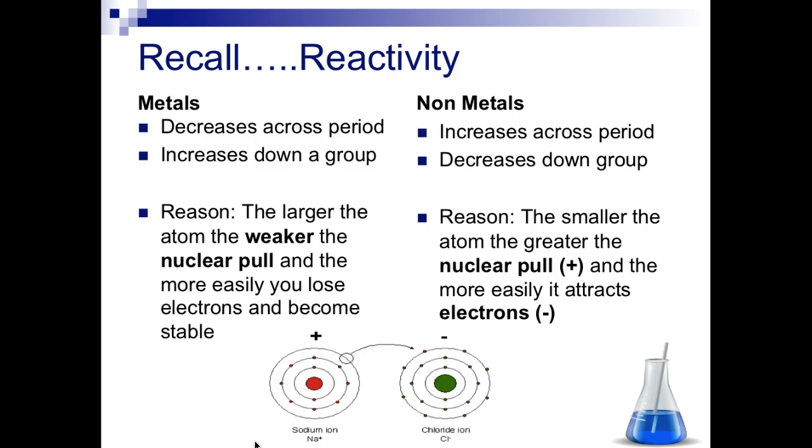So remember, as we're going down a group, the metal atoms are getting larger, so those valence electrons, those outer shell electrons, have a weaker nuclear pull. As you go across a period for metals, the actual nuclear pull is getting stronger, which is pulling those valence electrons in closer to the nucleus, so that makes their reactivity decrease. Nonmetals, it's the opposite. As you go across a period for nonmetals, the reactivity increases. And as you go down a group, the reactivity decreases. This is because the smaller the atom, the greater the nuclear pull, and the more easily it will attract electrons.